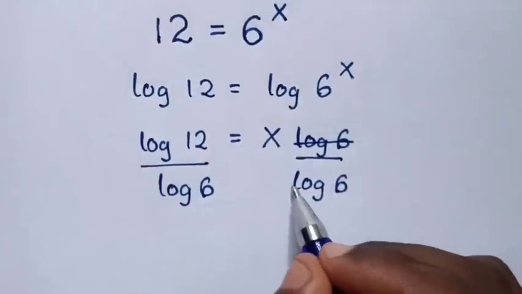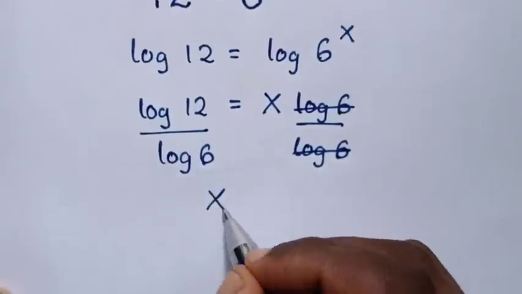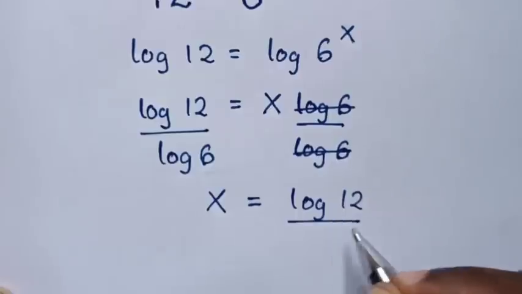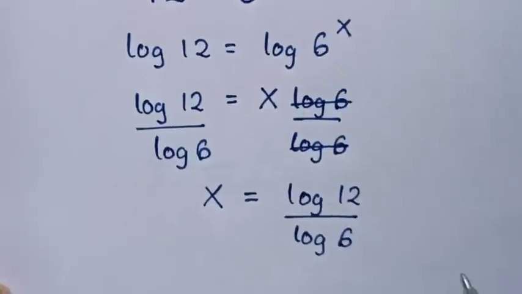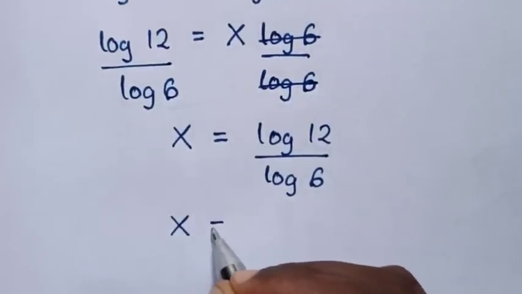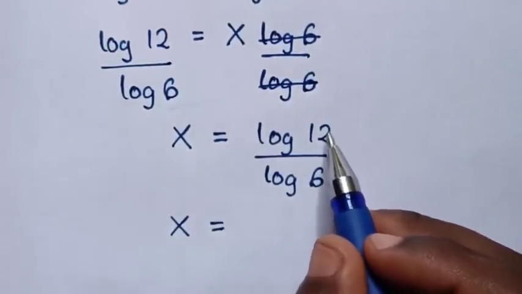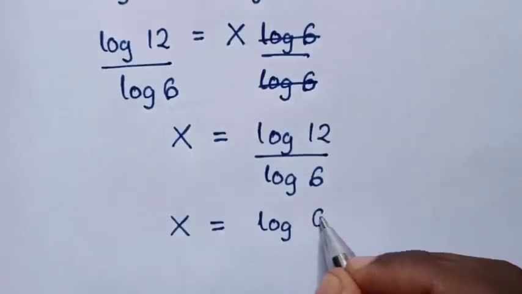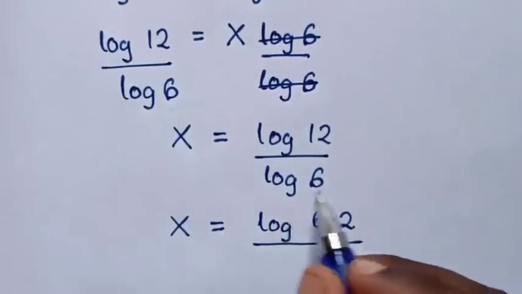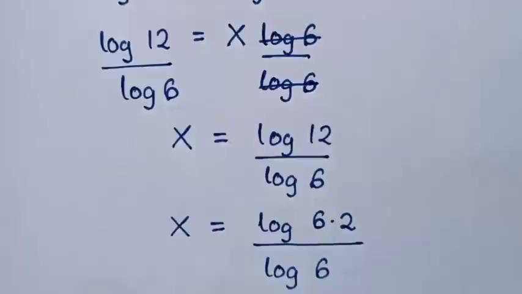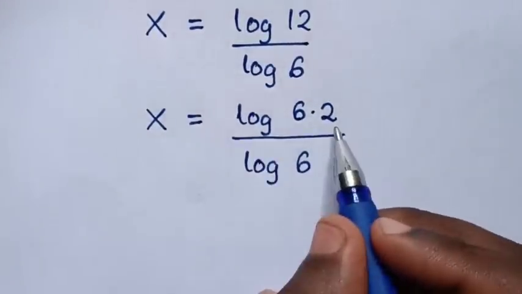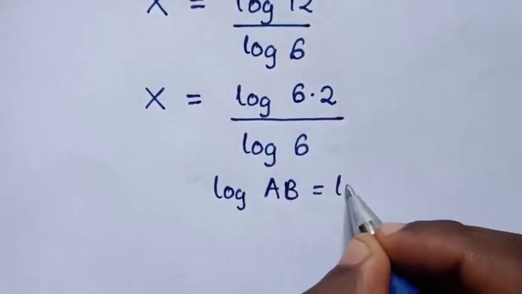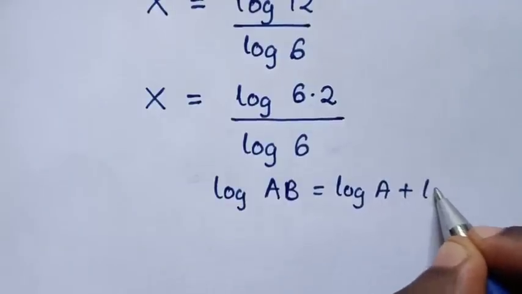Then this log of 6 will cancel with this log of 6. So it will be x is equal to log of 12 over log of 6. Then in the next step, it will be x is equal to, for this 12, 12 is the same as 6 times 2, so it will be log of 6 times 2 over log of 6. Then in the next step, from log of 6 times 2, we'll apply the rule log of a times b is equal to log of a plus log of b.